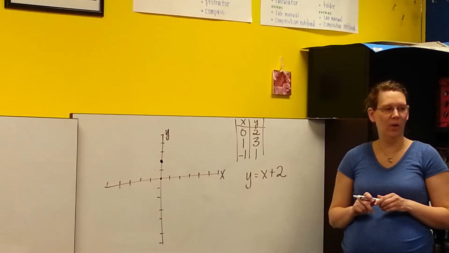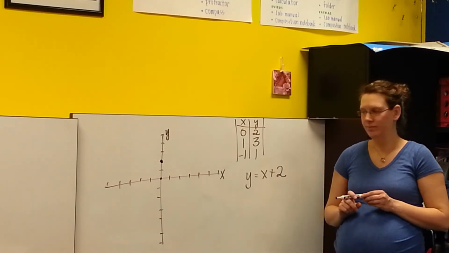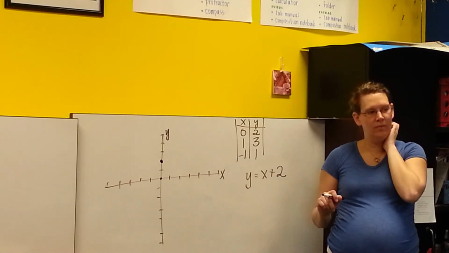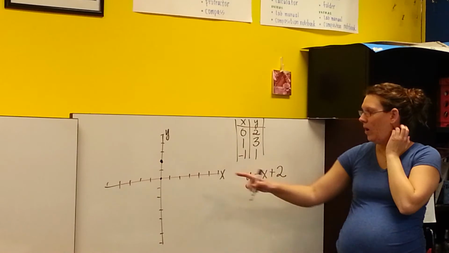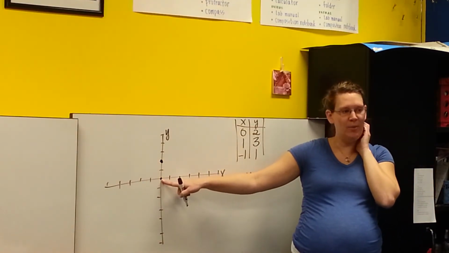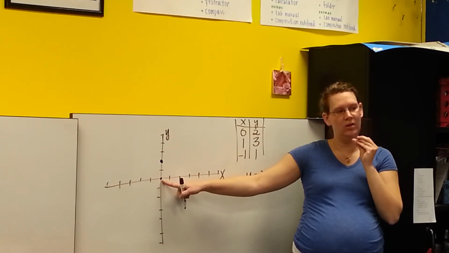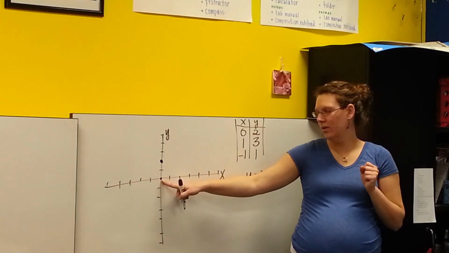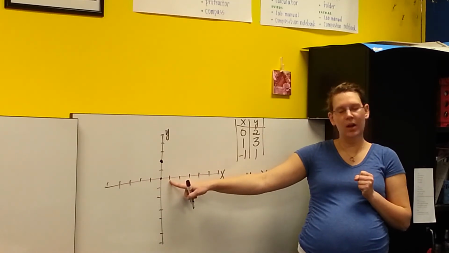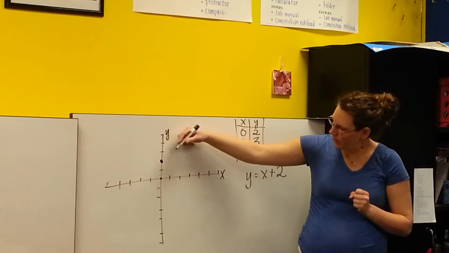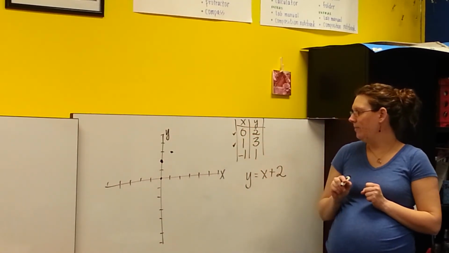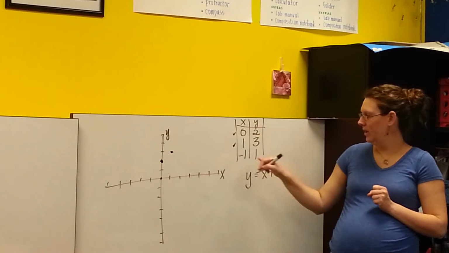0, 2. Okay? My next point, 1, 3. Talk me through my 1, 3. Where does it go? Where do I start? 0. I always start in the middle. Good. So start at 0. And I move which way first? Right. How many? 1. Good. And then up 3. 1, 2, 3. So I put my next dot. So I took care of that one. Got my last one.